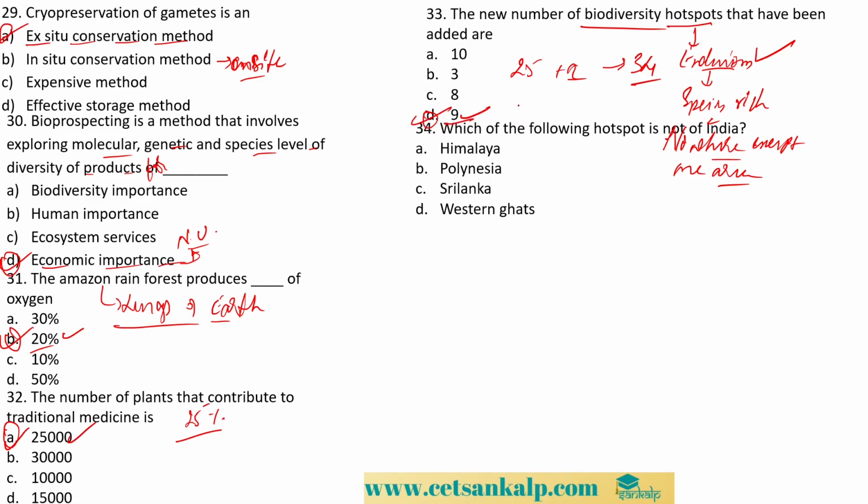Which of the following hotspots is not of India? Himalaya, Polynesia, Sri Lanka and Western Ghats. The answer is Polynesia. Polynesia mainly comes near Australia, not actually Australia. Australia and New Guinea. New Guinea, Papua, that is actually Polynesia, which is near to Australia, not Australia. Australia is a different hotspot altogether. So it is actually near to Australia.